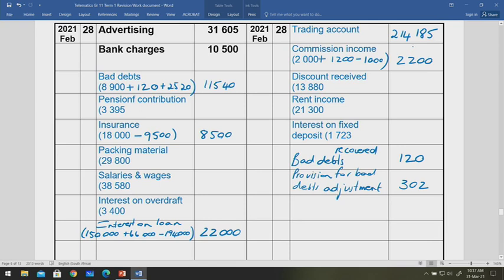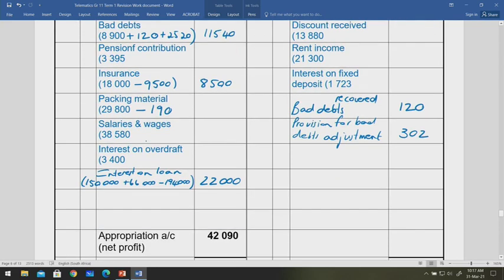Number F, easy one, packing material that we have on hand. We know what we have on hand. We subtract, because that is according to the matching principle. We did not use that 190, so we cannot include that as an expense. We must subtract. And then they gave us the trading stock deficit. We don't have to calculate that. Trading stock deficit was given as 4,800.